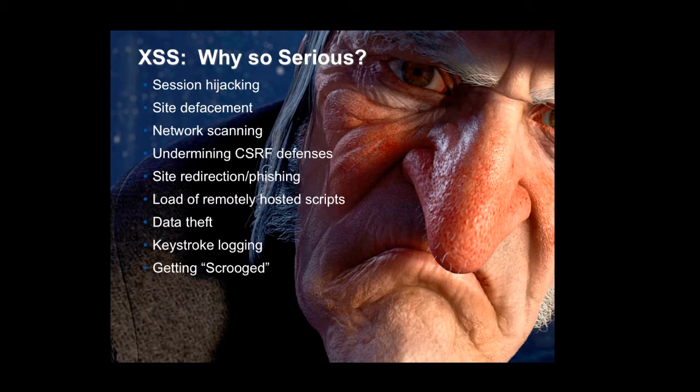An attacker can also use cross-site scripting to do site defacement. Really simple call, document.write or document.body.innerHTML, and bang, the entire page is modified any way the attacker can think up. Cross-site scripting can be used to undermine any form of cross-site request forgery defense by stealing tokens and using that token for additional transactions. Cross-site scripting can also be used to redirect a user and help enable phishing.